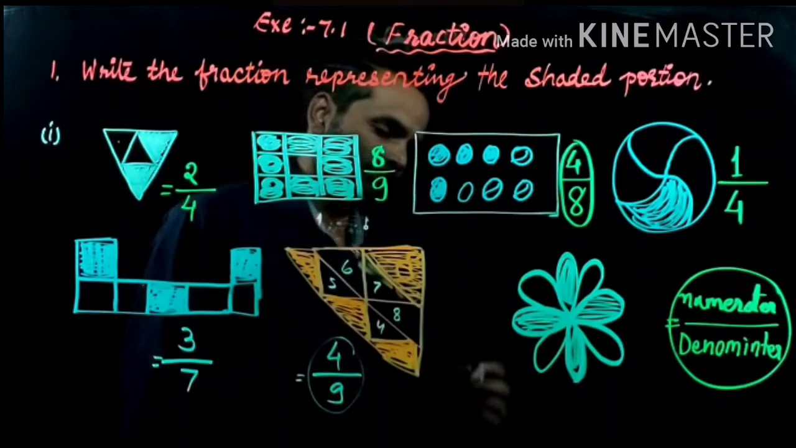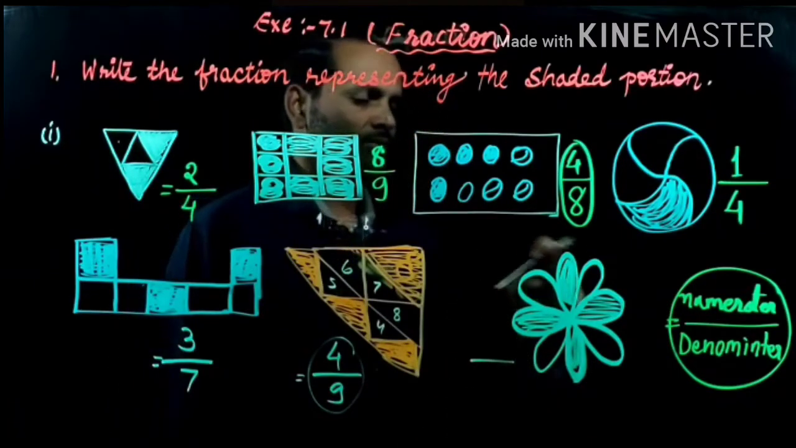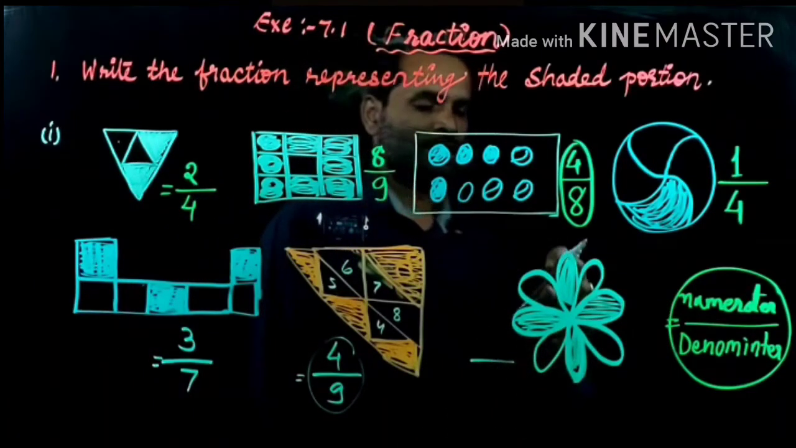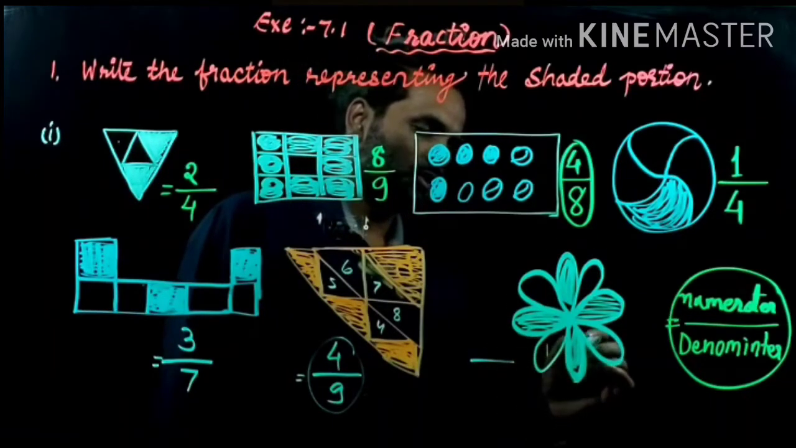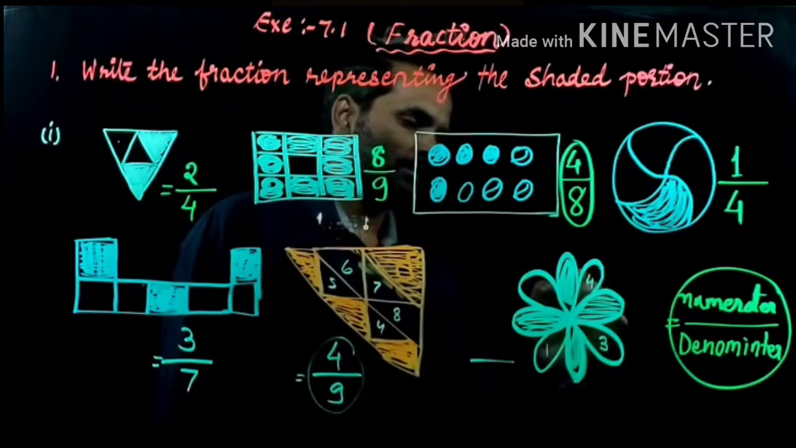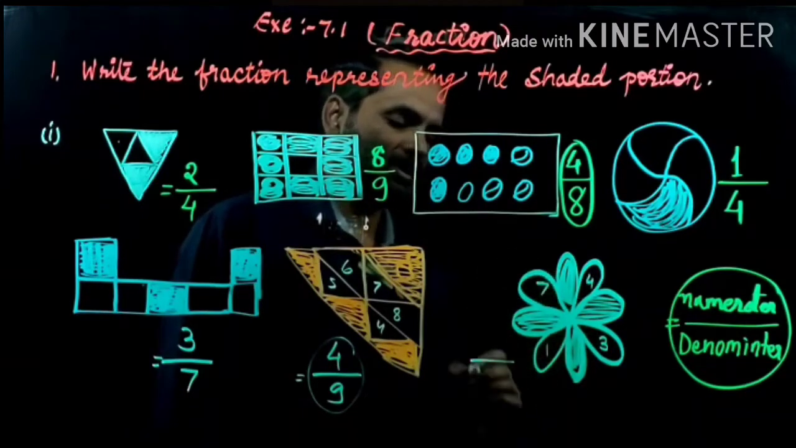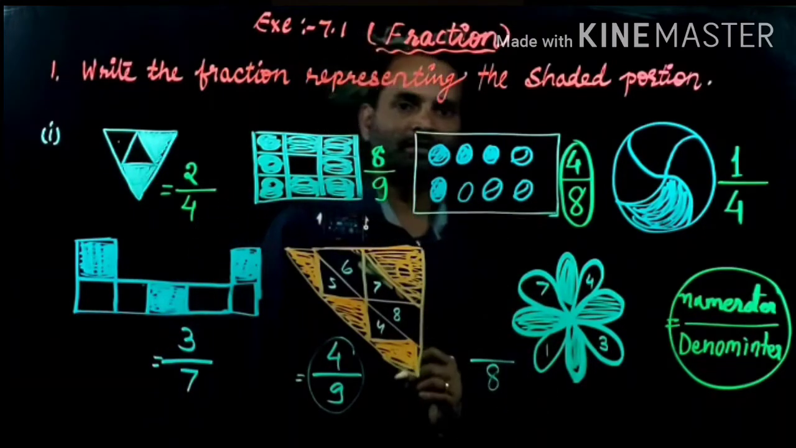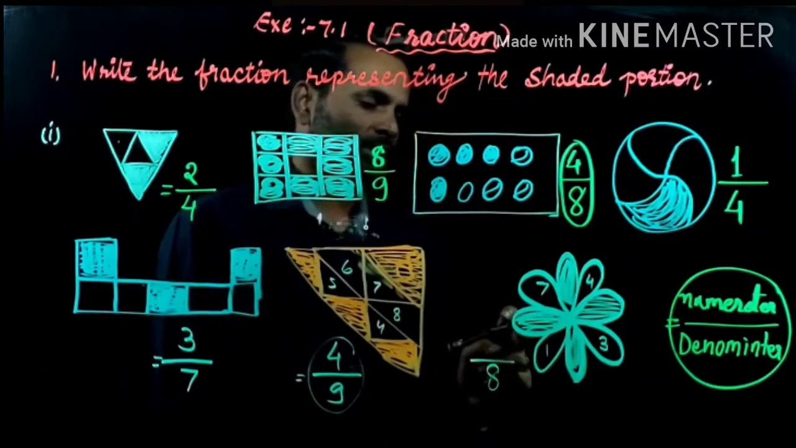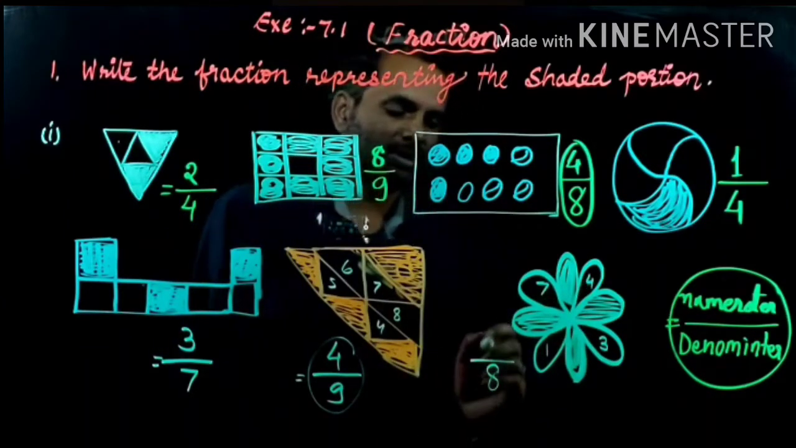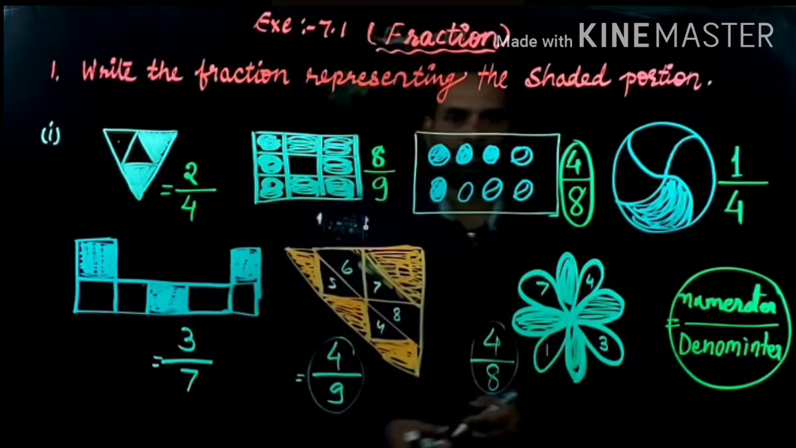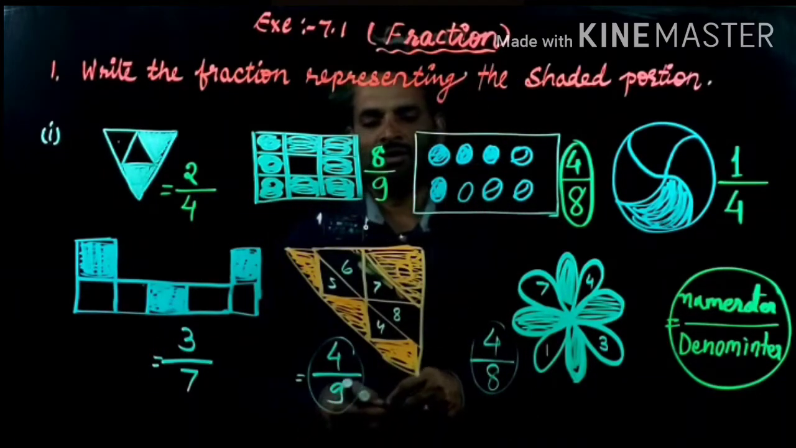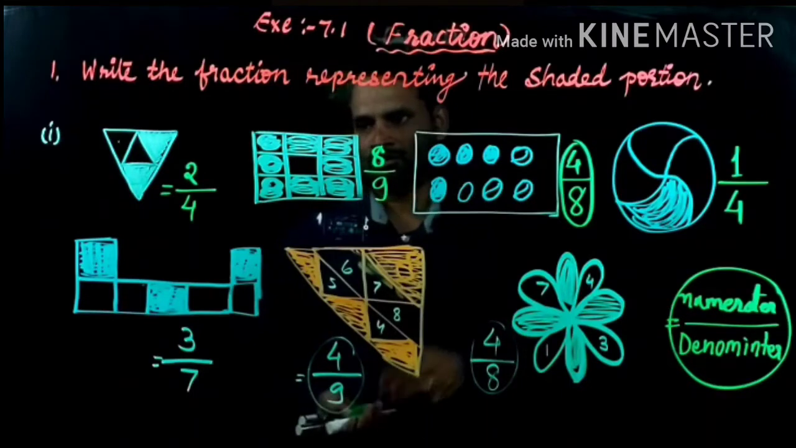Okay, here first you count how many parts the flower has. Count 1, 2, 3, 4, 5, 6, 7 and then 8. So the total equal parts is 8 and the shaded part is 1, 2, 3, 4. So 4 upon 8 is the fraction of this diagram. Okay, and the remaining 2 diagrams you can solve yourselves.